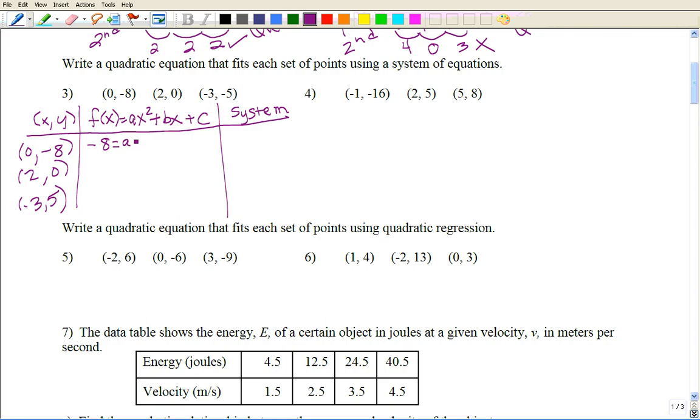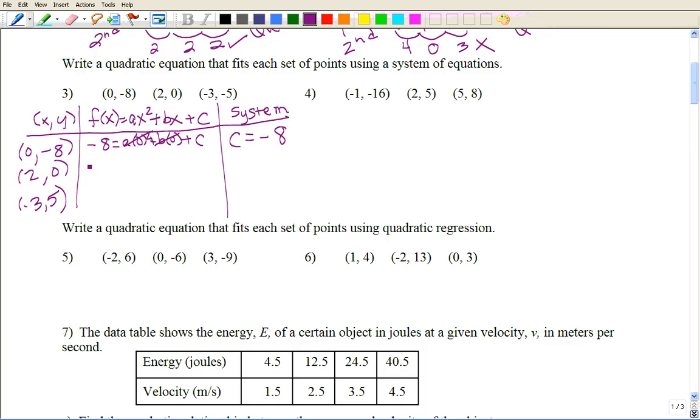equals a times 0 squared plus b times 0 plus c. So the a times 0 just cancels. B times 0 is still 0. So over here I have c equals -8. So that's just that simplified.